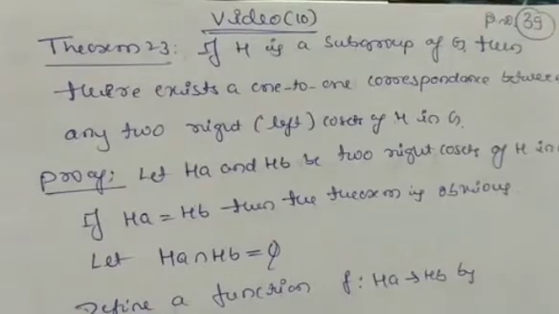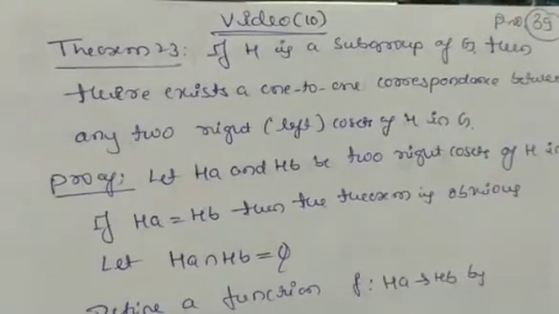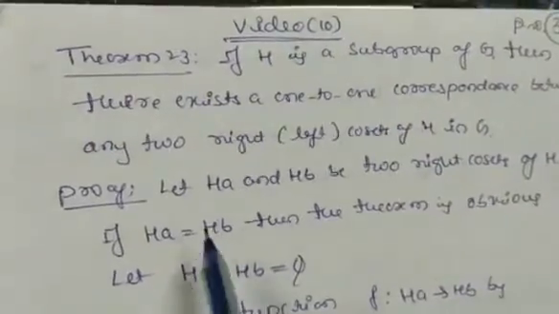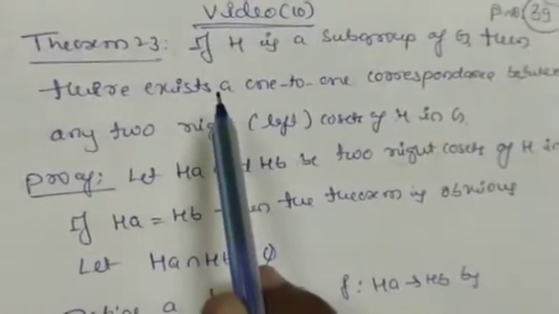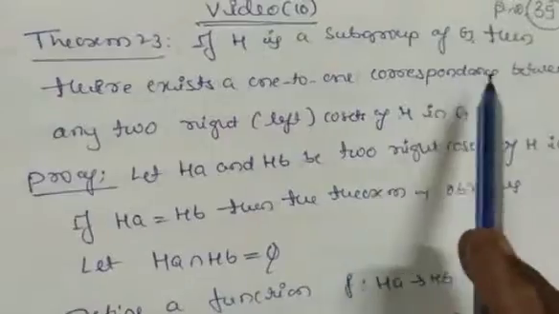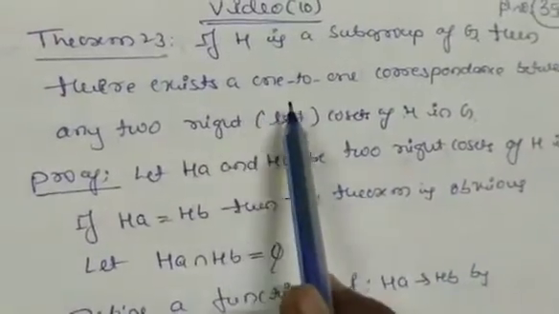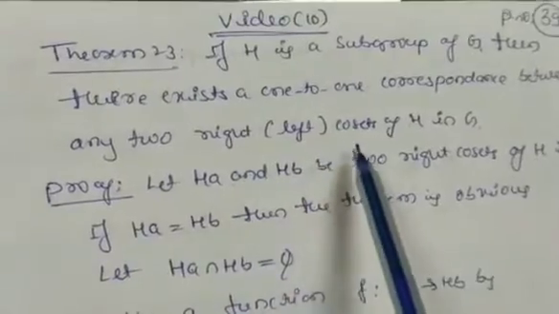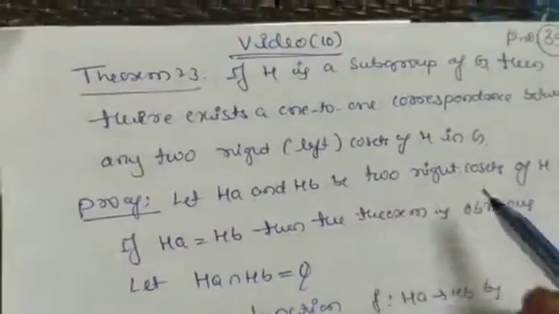Today let us study the theorems or properties on cosets. Let us take theorem number 23. If H is a subgroup of G, then there exists a one-to-one correspondence between any two right cosets or left cosets of H in G.